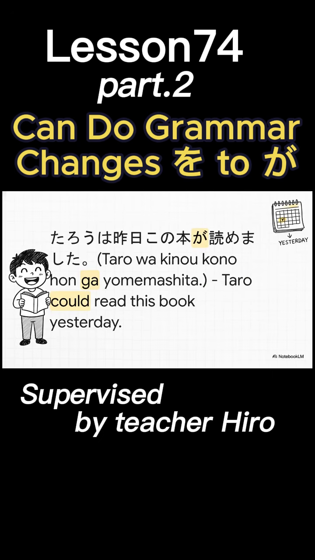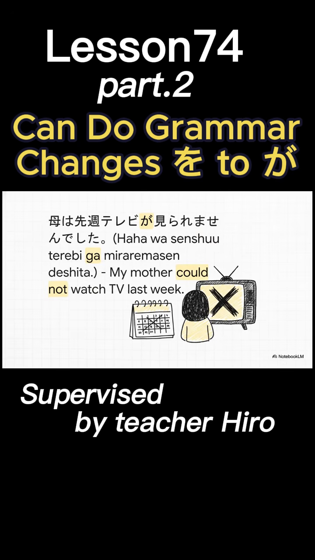What about the past tense? Well, the rule holds up just fine. The ability was in the past, yesterday, and the object of that ability, this book, is still marked with ga. The tense of the verb doesn't change the particle logic at all. And yup, you guessed it, even in the past negative, the rule is rock solid. The thing she couldn't act on, the TV, is marked with ga. You can really start to see how consistent this pattern is, right?